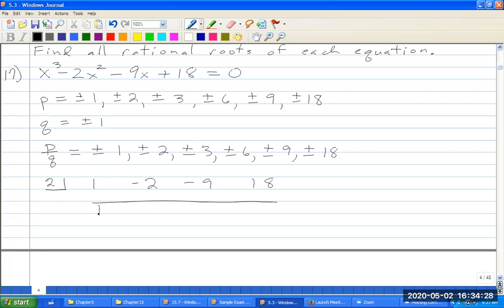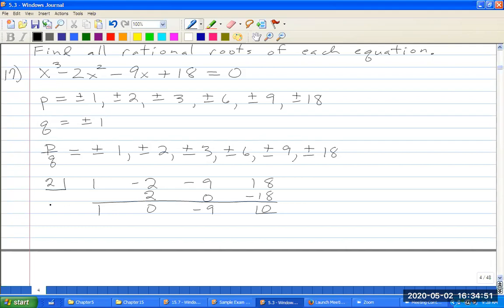So let's see if it works. So drop down the 1, times 2 is 2. Plus 2 is 0. Times 2 is 0. Minus 9 is minus 9. Times 2 is minus 18. Plus 18 is 0. Good. So now let's try to solve this.